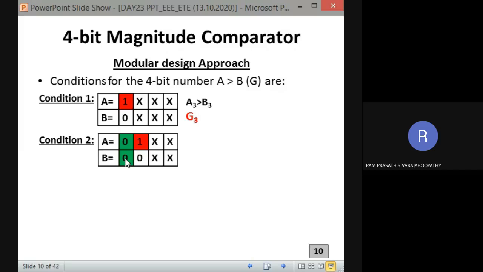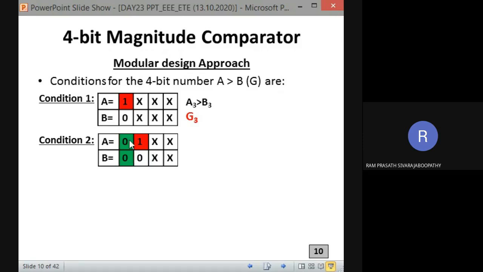So what should I do now? Which bit I have to compare next? If A3, B3 are equal, next which two bits I have to compare? A2, B2. Very good. Now A2 is 1, B2 is 0. What does it mean? Now also A is greater than B. See, for example, here I marked as 0 0. It can be 1 1 also. Even if we have 1 1 here, the meaning is the same.